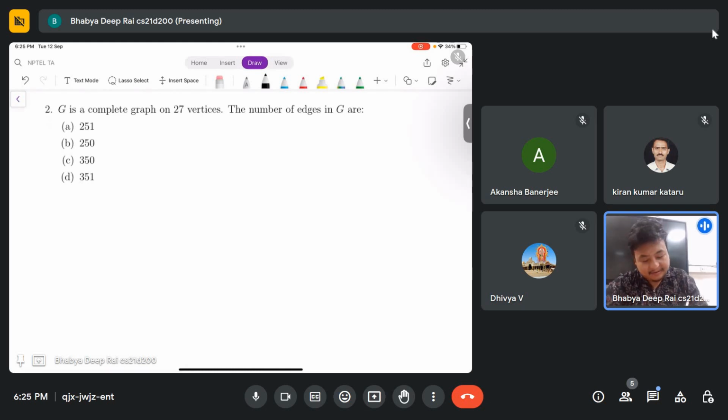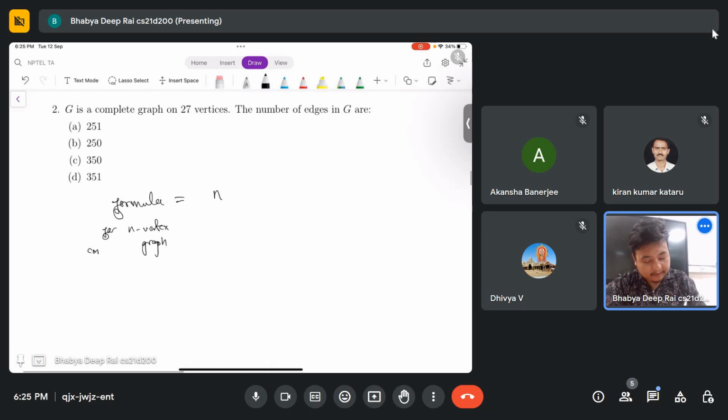The formula is as follows. If there are n vertices, for an n vertex complete graph, the number of edges is n times n minus 1 divided by 2. But this is nothing but n choose 2. Right. Why is it the case?